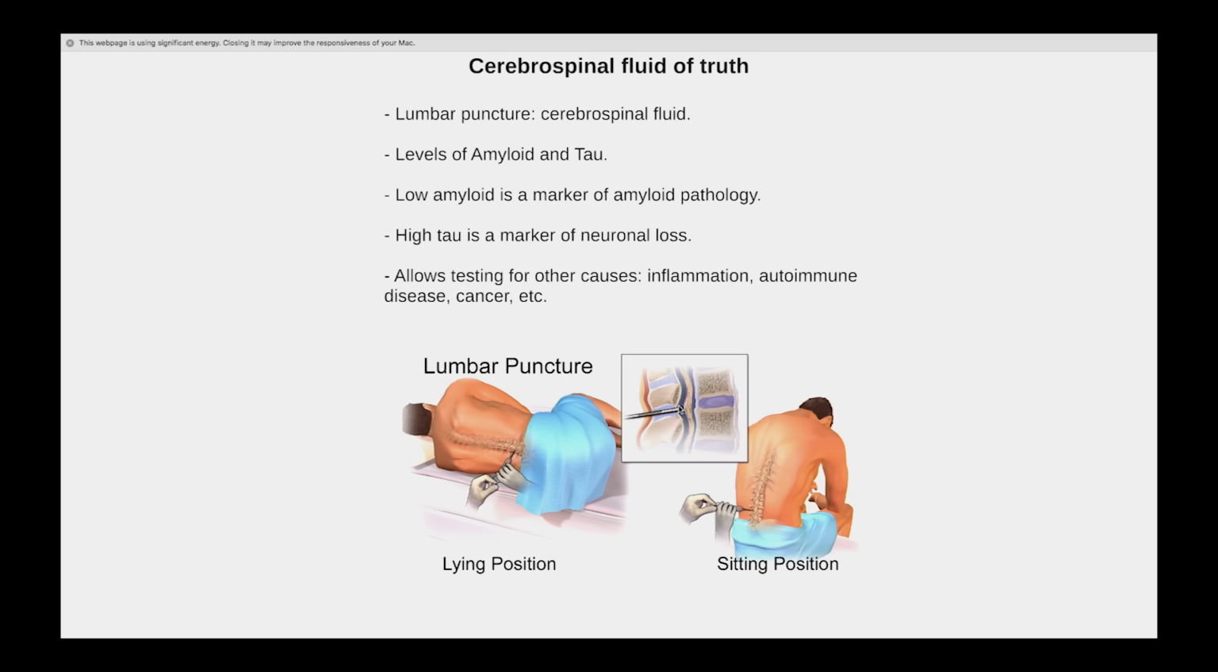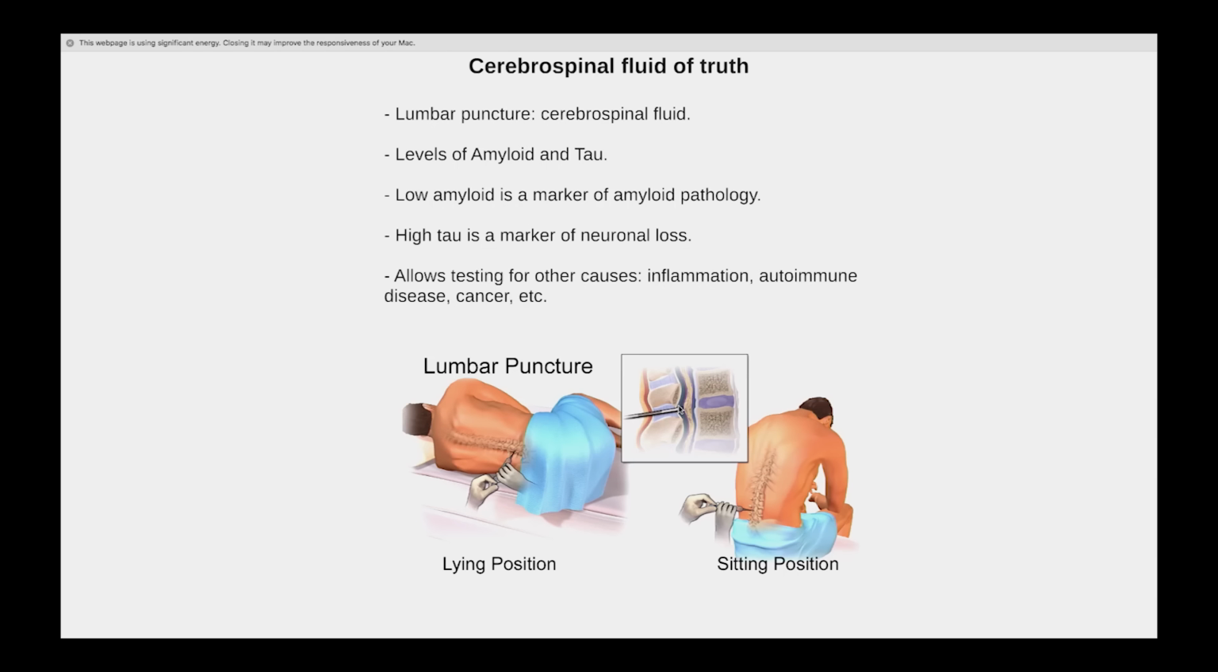And if the tau level is high, this is a biomarker of neuronal loss. So it's not necessarily a biomarker of tau deposition. It doesn't necessarily tell you that there are tau tangles in the brain, but it tells you that brain cells are dying. And as they're dying, they are exploding and putting all that tau protein in the fluid. And this is what we are picking up.